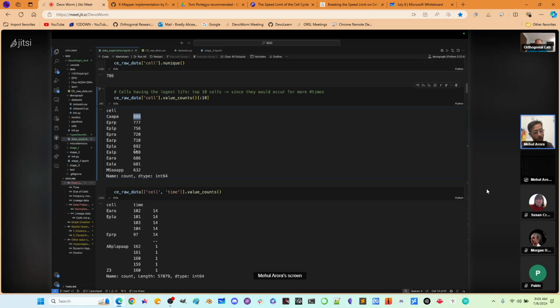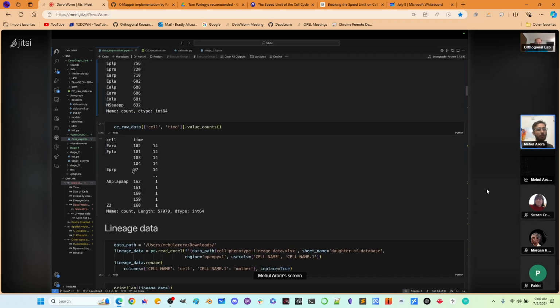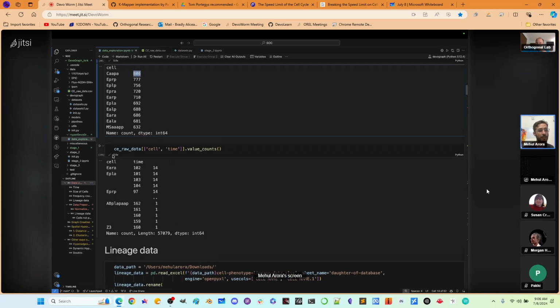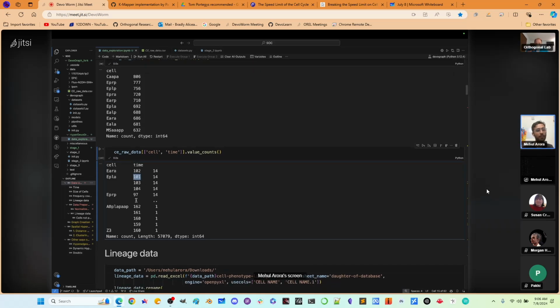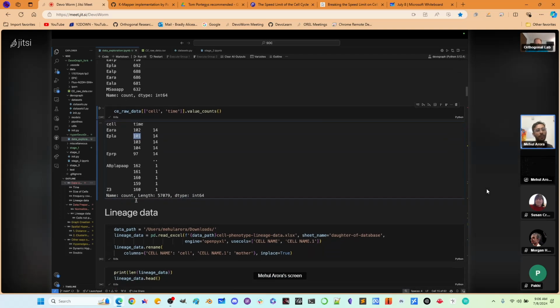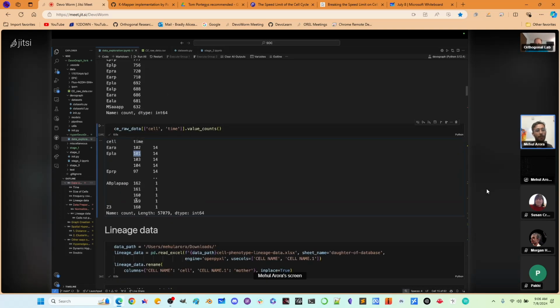To understand this better, I plotted this corresponding to time also. So when we see, let's say this is a new cell, EARA. This cell occurs at the 10 time, it occurs 14 times. That means there are 14 instances of this particular cell at the time 102. And also at 101, it has 14 instances in the organism. So this is how it looks like. I think this gives us a good understanding of the data.